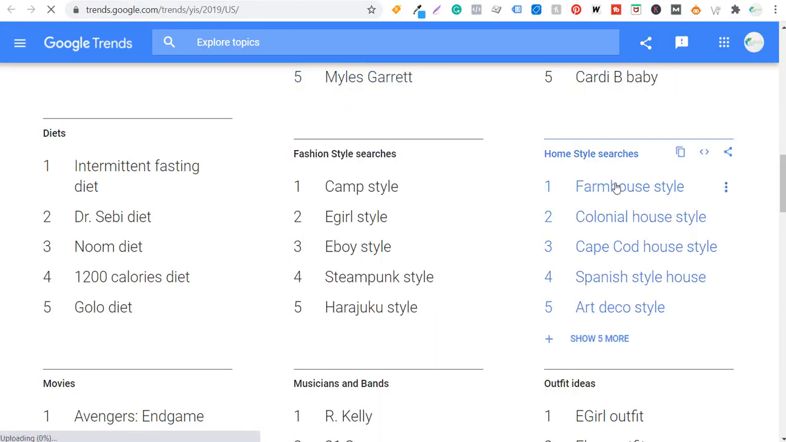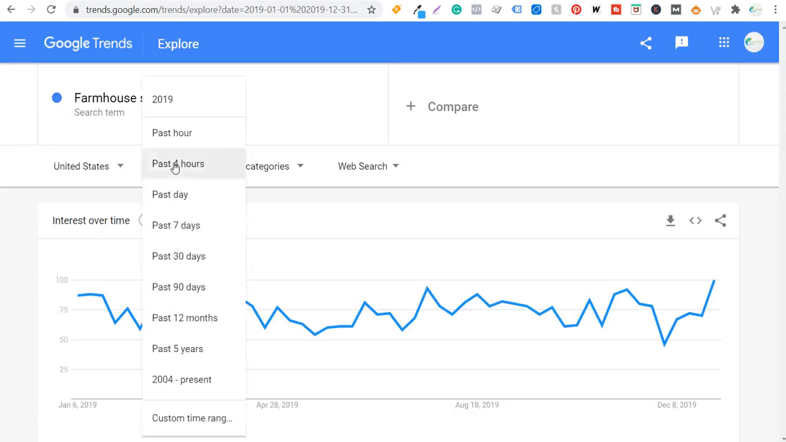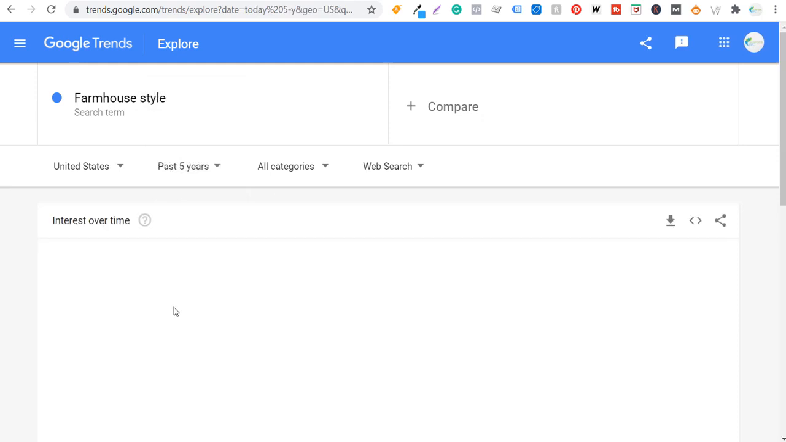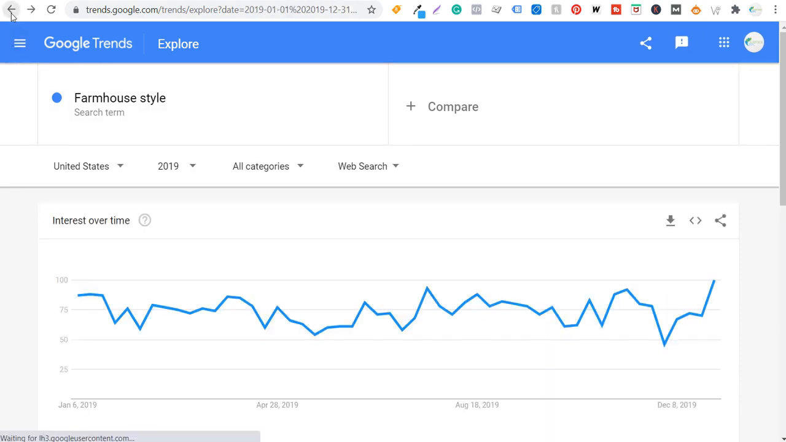So I picked farmhouse style, and if we just click on this, and it's only showing 2019, but if we come here and we're looking at farmhouse style over the past 5 years, you can see there's been just a major spike from little to no search volume at all to really peaks over here in 2020, and it looks like it's going to keep growing for several years to come. So we'll come back to 2019 and maybe we'll choose another year.